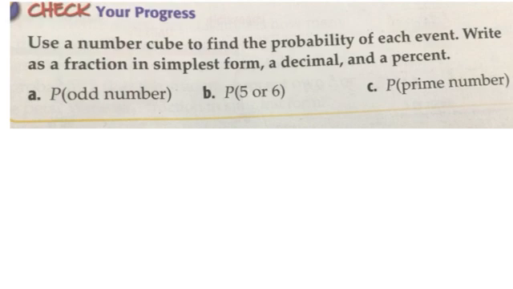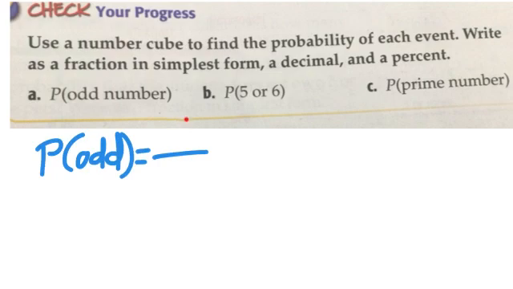Okay, so when we're finding the probability of an odd number, it's a fraction. It's the number of favorable outcomes over the number of total outcomes. So I always normally start down here. Total outcomes. So I'm rolling a dice. How many different outcomes are there? If I roll a dice, what all could I get?